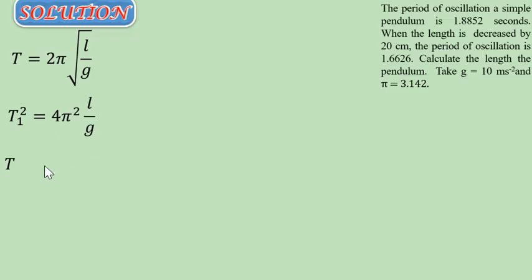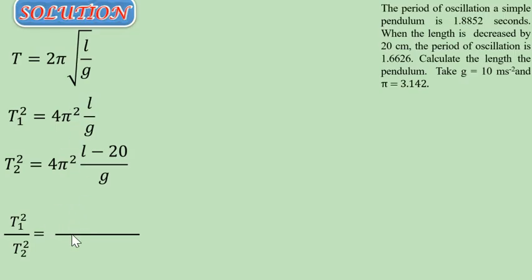Now, for the second one, the period of oscillation, when the length is decreased by 20 centimeters, will give us 4 pi squared (L minus 20) over G. So we have two equations. Now, what we'll do is take the ratio of those two equations. The ratio will say T1 over T2 is equal to the right-hand side for the T1, divided by the value of the T2. For T2, we still have that also.